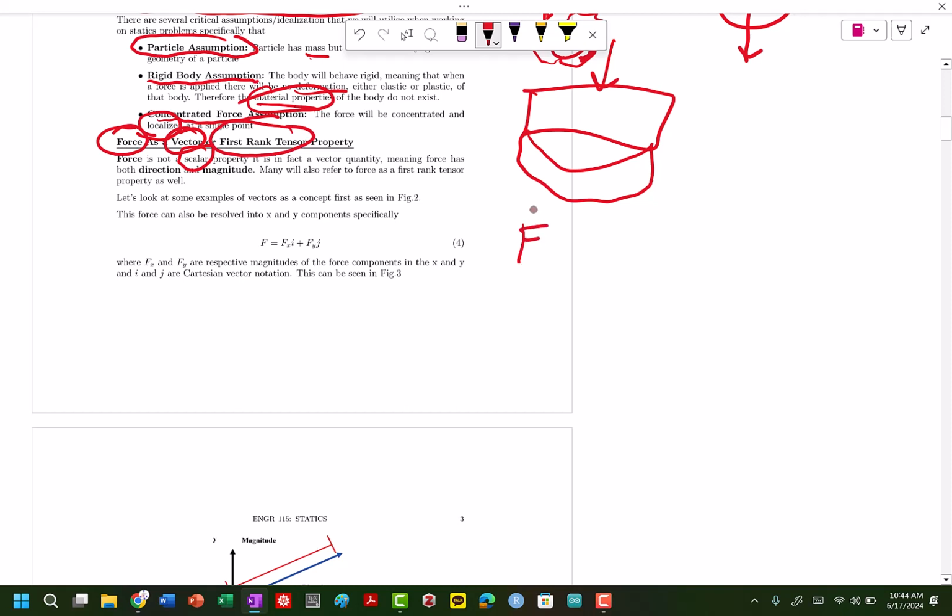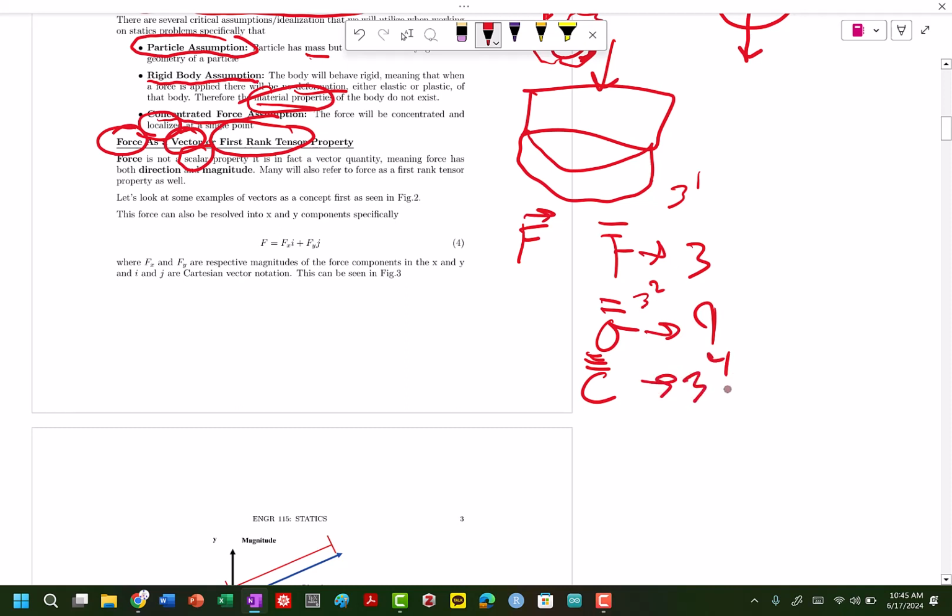So force, we're going to indicate either with an arrow, or I tend to indicate it with a single hat, because if there's one hat, that indicates a first-rank tensor property. Stress, which we're going to talk about in our fourth lecture in this course, is a second-rank tensor property. And stiffness, C, is a fourth-rank tensor property. So we live in a three-dimensional world, so 3 to the 1 power, first-rank tensor, means that force will have 3 components. 3 to the second power is 9, and 3 to the fourth power is actually 81. So that's lots of equations, lots of components.